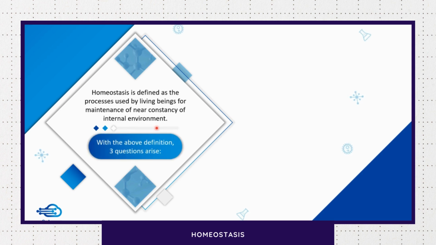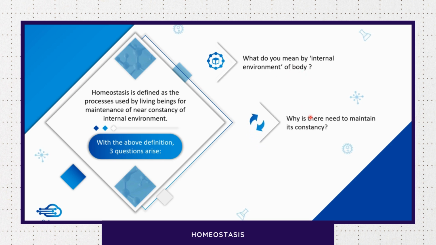So basically three questions arise with this definition. One, what do you mean by internal environment of the body? Second, why is there a need to maintain its near constancy? And third, what are the processes which maintain this constancy of internal environment?